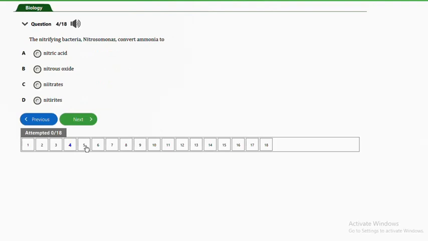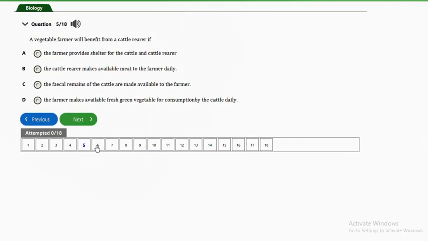So let's look at the next question, and that's question number 4. The question says, the nitrifying bacteria, Nitrosomonas, converts ammonia to A, nitric acid, B, nitrous oxide, C, nitrates, D, nitrites. So guys, Nitrosomonas actually converts ammonia to nitrites. The correct answer to this question is option D, and that's nitrites. So as a bonus, you can also take note that these nitrites can then be converted to nitrates by Nitrobacter. So guys, let's look at the next question.